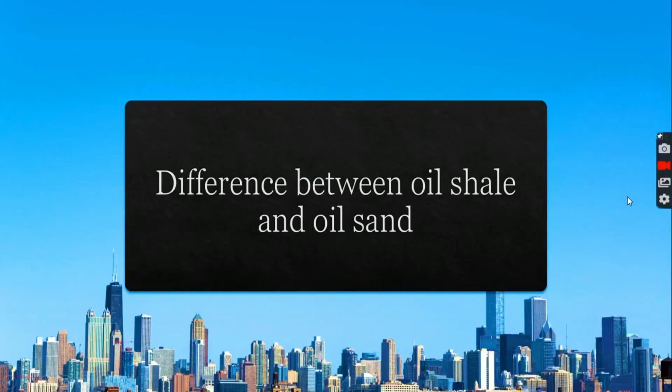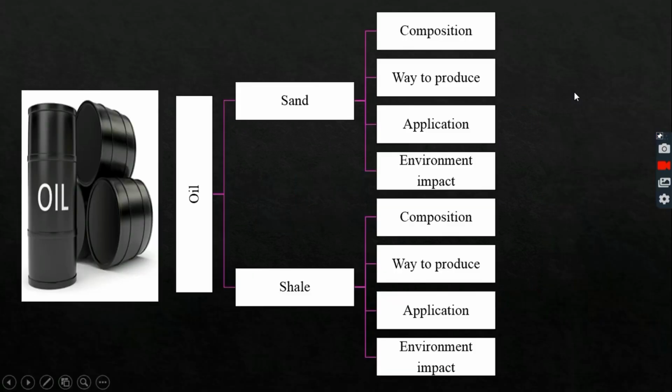The difference between oil shale and oil sand is going to be explained in this video by Azal Hussein, Amin Rajah and Haytham Khalfan. First of all, the difference between oil sand and shale is going to be explained in terms of composition, way to produce, application and environmental impact.